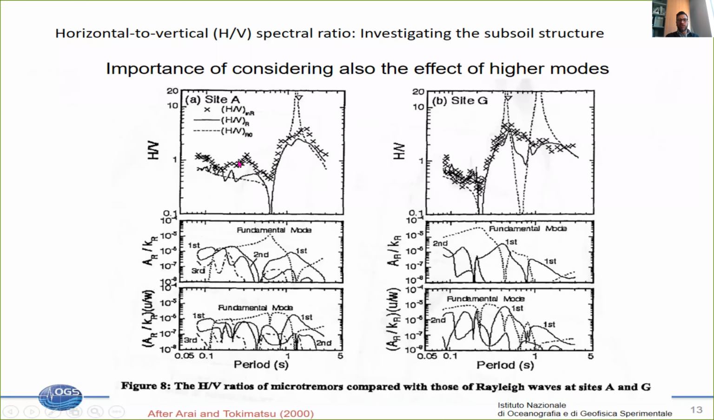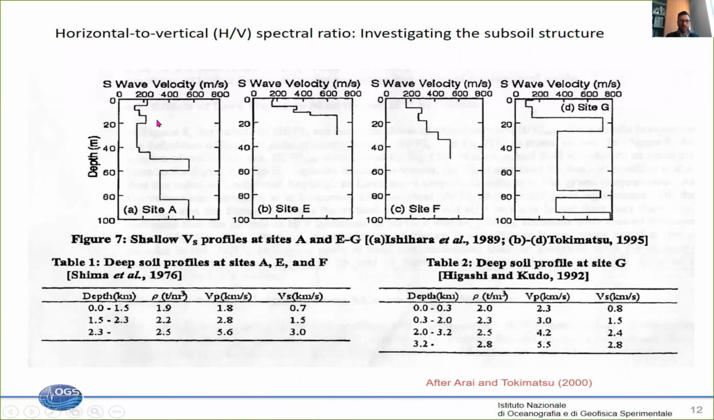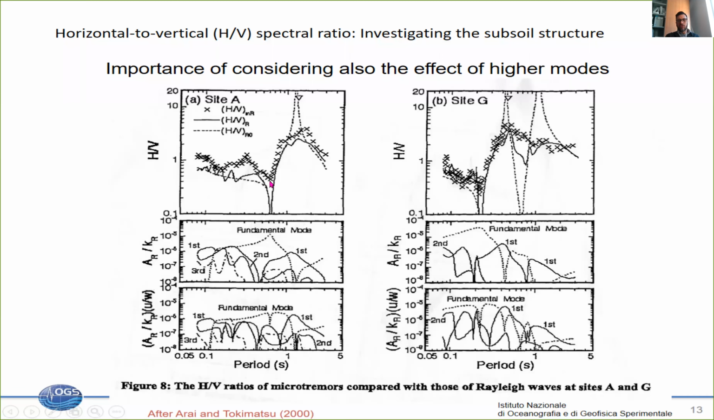The observed H over V is the one where you have these crosses. This is what we calculate in the field, from the data in the field. You see that in the case of A, this is period, so if we see it as seismologists, generally we look more at the frequency, you have to turn it in the other direction. This profile is showing mainly a low fundamental frequency that you can observe. It's mainly related probably to the impedance contrast here, but also to the complicated shape of the profile. The dashed line is the H over V if we only consider the fundamental mode of Rayleigh waves.